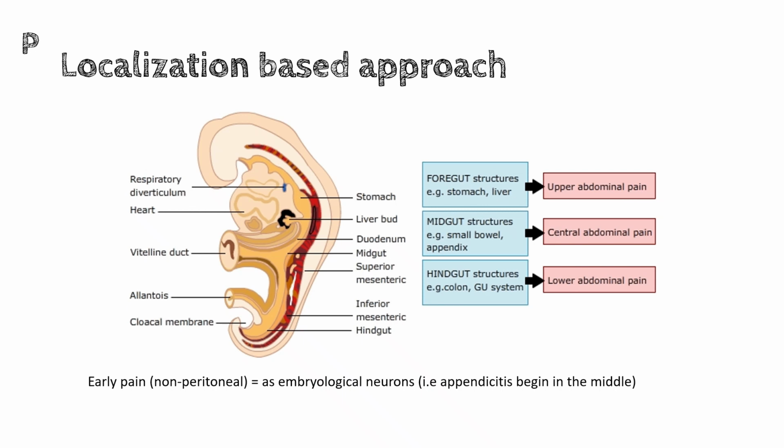And then we move on to the localization based approach. Most people going into the room of the patient will usually say, oh, well, it's in the right lower quadrant, then it has to be appendicitis. And that's true. That is really likely. But just moving a bit further into this localization based approach, what are the caveats?